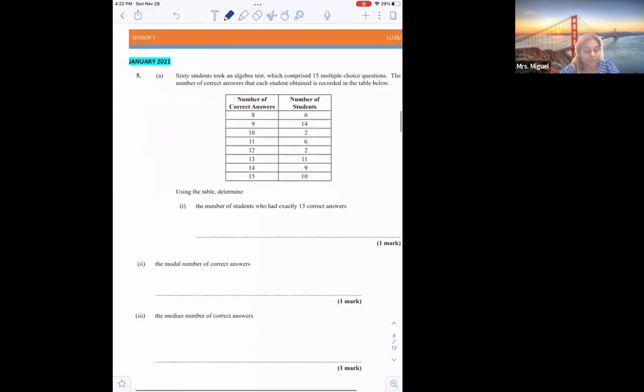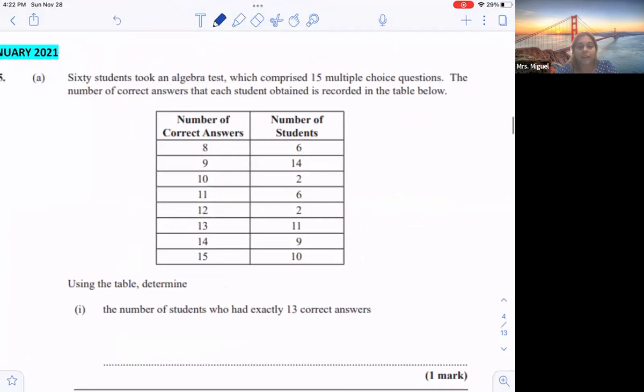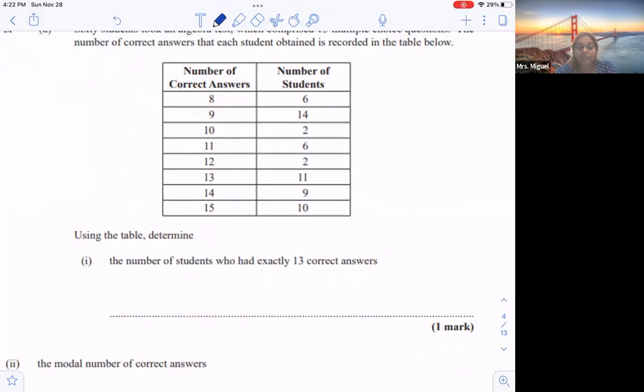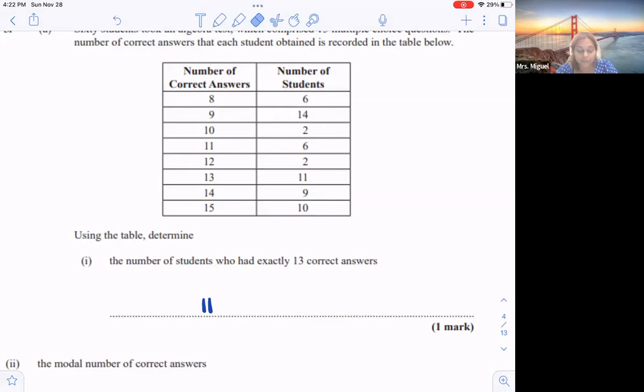Let's go. January 2021. 60 students took an algebra test which comprised 15 multiple choice questions. The number of correct answers that each student obtained is recorded below. Using the table, determine the number of students who had exactly 13 correct answers. How many students had 13 correct answers? 11. Very good. So that is 1 mark we could have gotten.